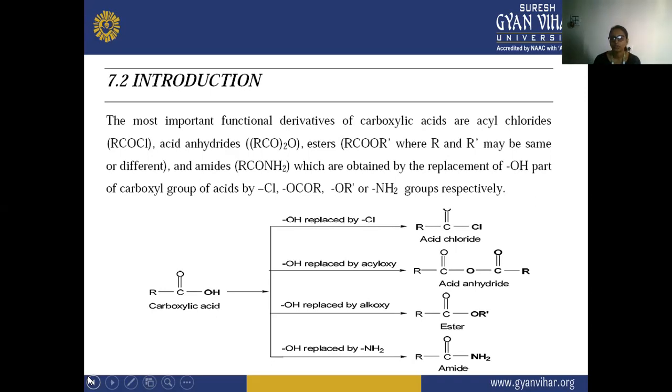And the third is the esters. In the esters, in the carboxylic acid RCOOH, the OH has been replaced by the alkoxy, that is OR', and it becomes the esters. And the fourth most important functional derivative of carboxylic acid is the amide. In the carboxylic acid, the OH has been replaced by the NH2, and it becomes the amide.